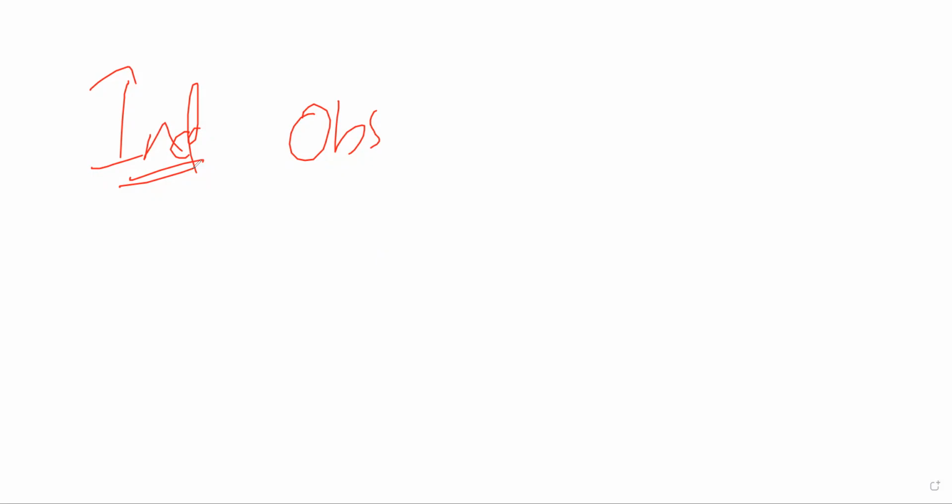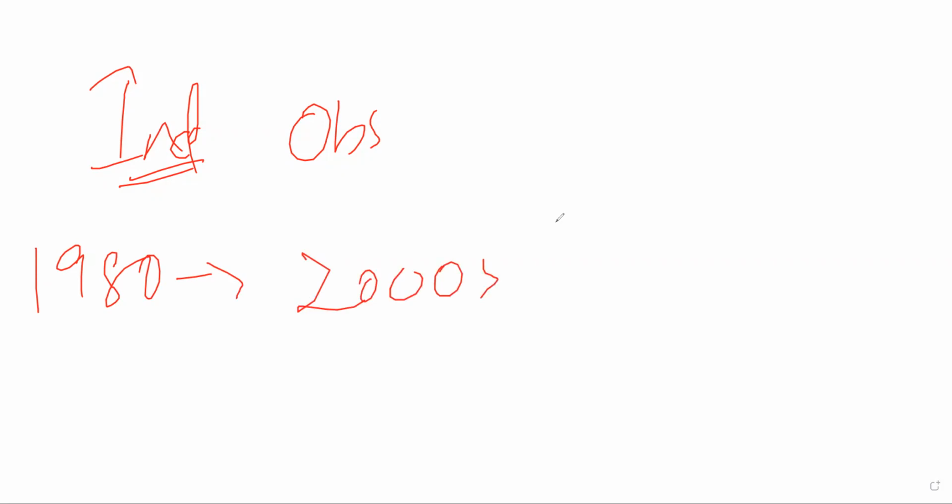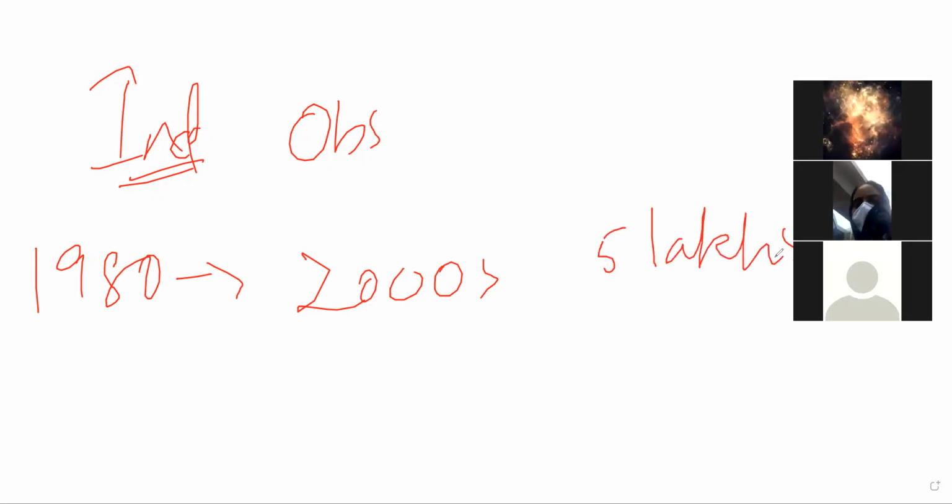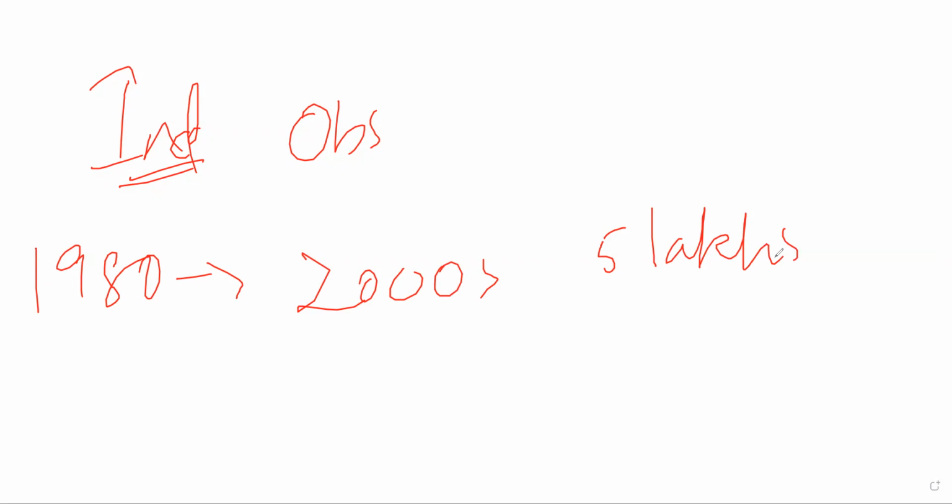Normally, from the 1980s to the 2000s, let us suppose, for example, the number of new diabetes mellitus cases in India were about 5 lakhs. Let us suppose over the 20-year period from 1980 to 2000, the total number of new cases of diabetes that came in India, or in one city, let us suppose Hyderabad, were 5 lakhs.